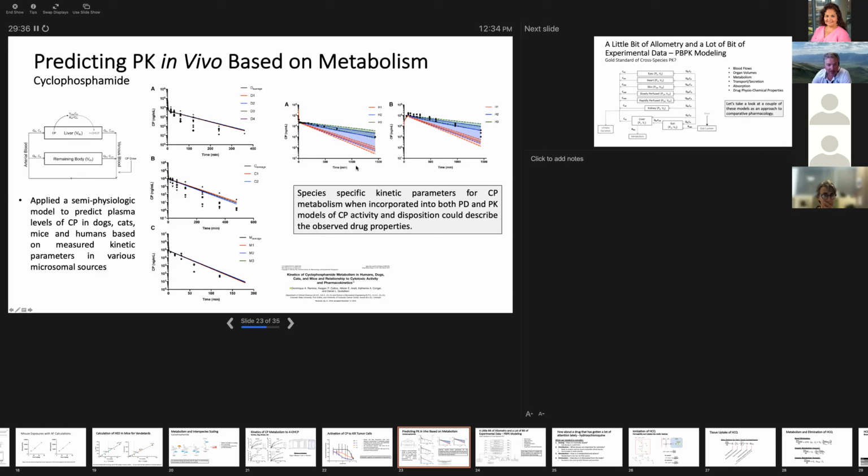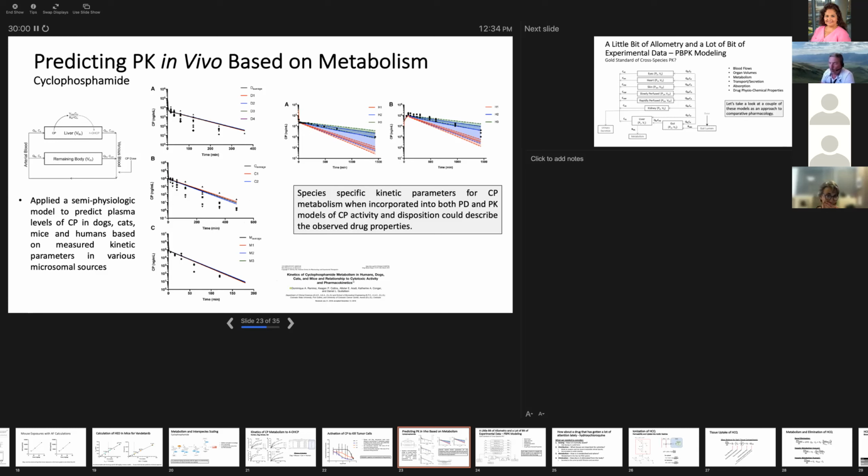And again, in humans, look at the time in minutes. It's way out here, 1,000, 1,500 minutes, where we're a lot shorter in mice, dogs, and cats. And so when you had that metabolic data, you could do some relatively simple modeling to predict the pharmacokinetics and the half-life of this drug.